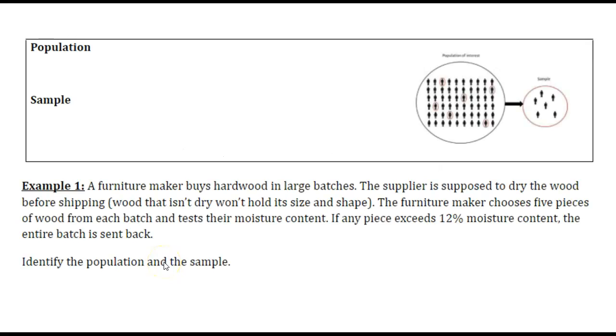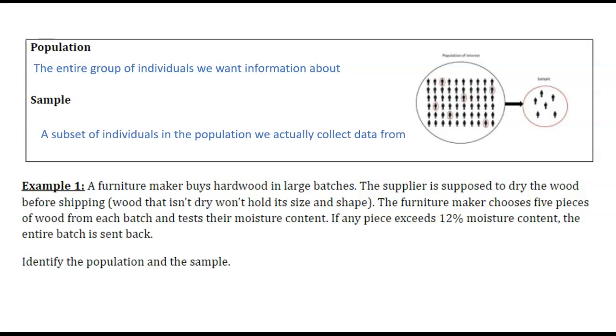So we're going to talk about population and sample first. Our population would be the entire group of individuals we want information about. Our sample would be the subset of the population that we actually collect data from. So for example, your population could be all Miss Claywell students, your sample could be her A1 students.